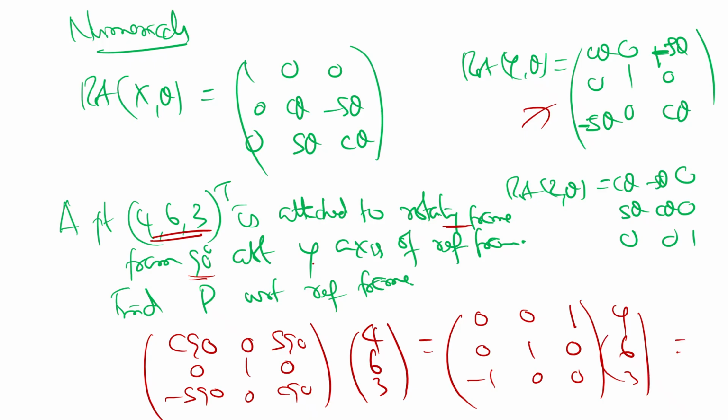So you have to multiply this, so this becomes 3, and then this is 6, and then this is minus 4. From this, what did you understand? Since this is about the y-axis, the y coordinate will not change, and the other coordinates will change. Because it is 90 degrees only, the x value will move to z, but with a sign change. This is the general understanding about this.